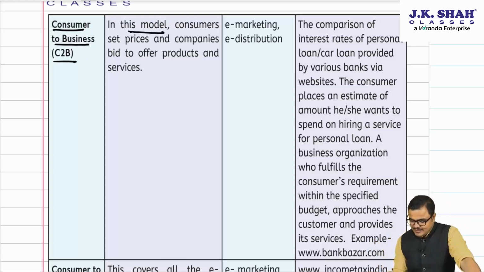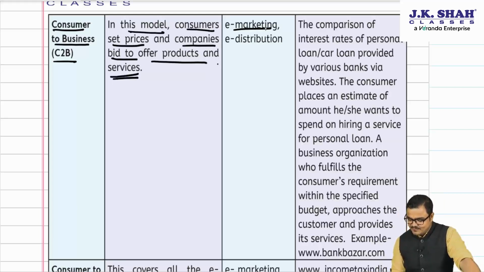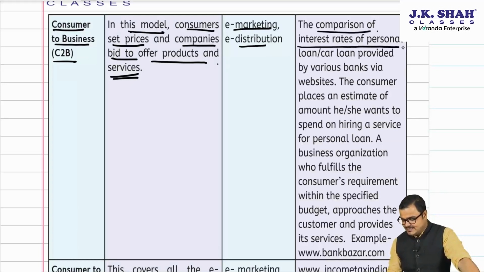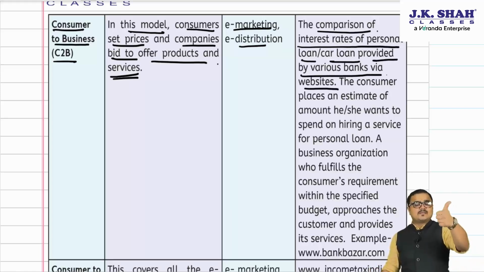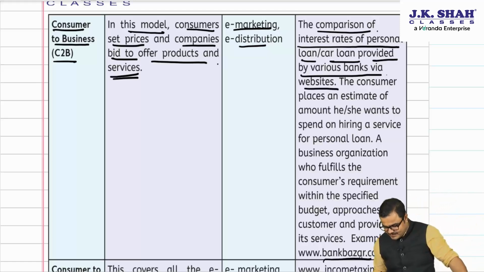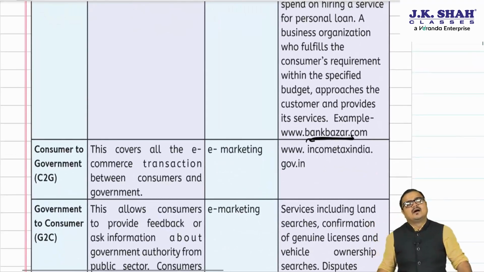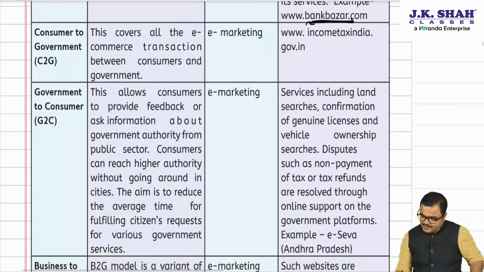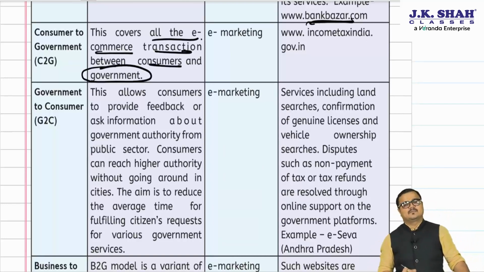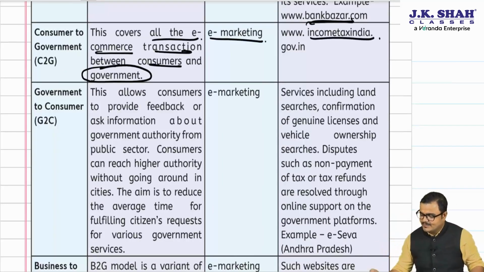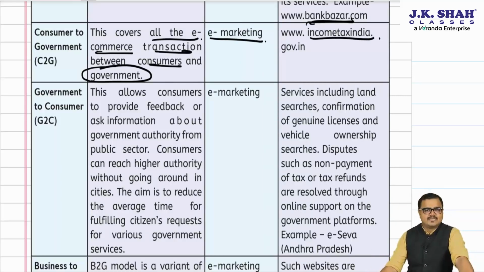Yes, sir. In this model, consumers set the price and companies bid to offer the product and services. E-marketing, e-distribution is the best example for this. The comparison of interest rates of personal loans and car loans provided by various banks via website. So policybazaar.com, bankbazaar.com are the best examples for this. Am I very clear to you? 100%, sir. Next, C2G. This covers all e-commerce transactions between consumer and government. Got it? E-marketing is the best example, and income tax india.gov.in is the best example for C2G, consumer to government.